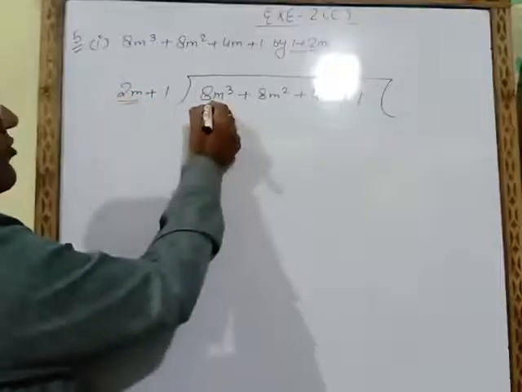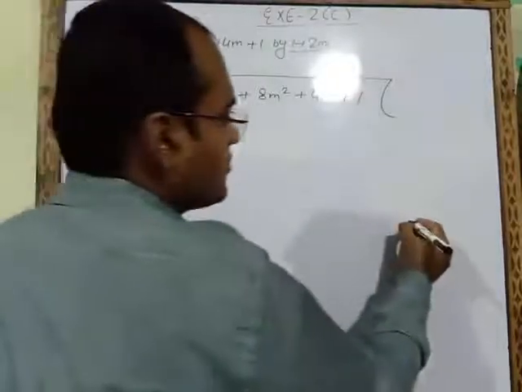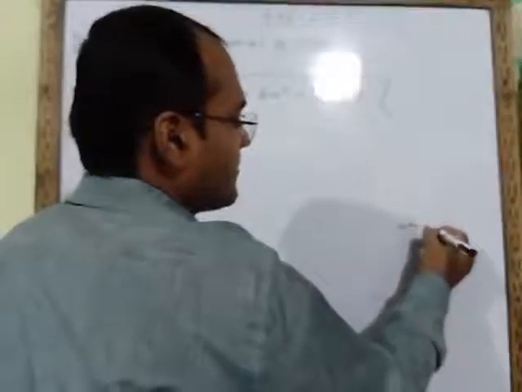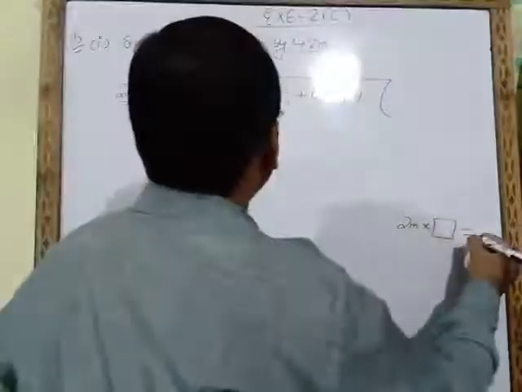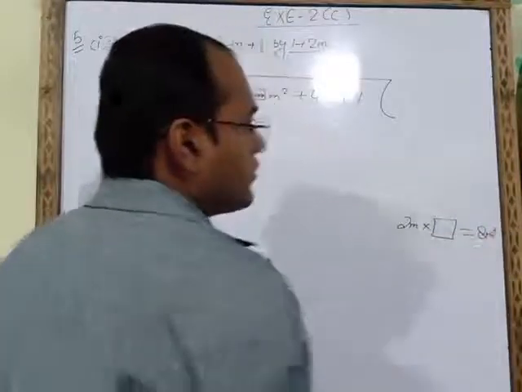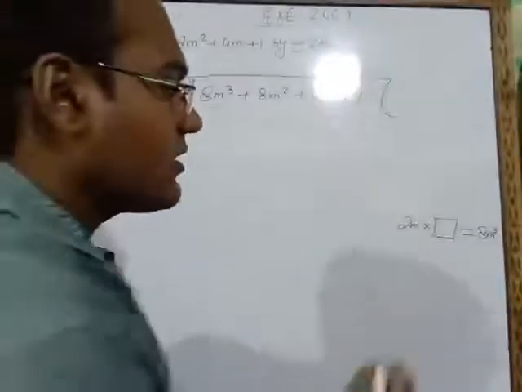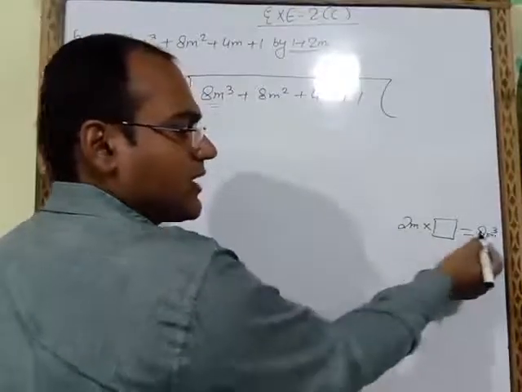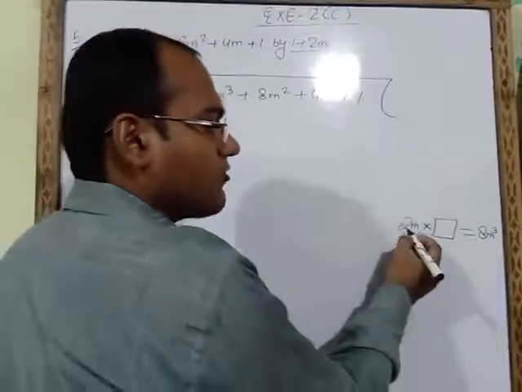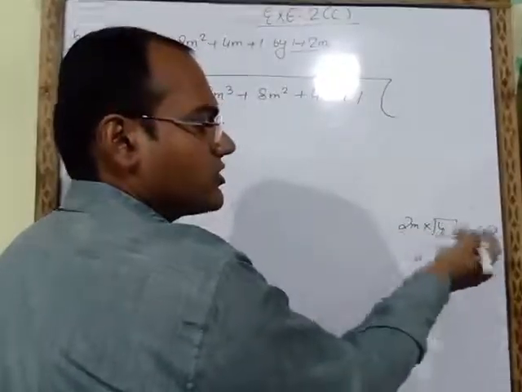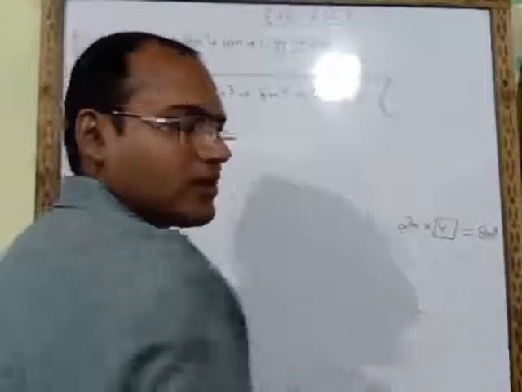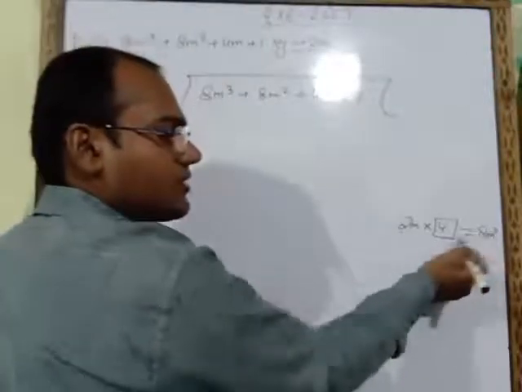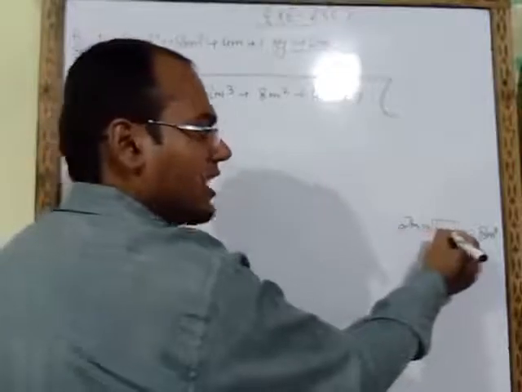Now with the help of this 2m, we have to make 8m cube. So what do you have to do? We have to multiply 2m with one number. On multiplying that number, our answer should be 8m cube. So with which number do we have to multiply? This is 2 and this is 8. In order to make 8, we have to multiply this 2 by 4. 2 fours are 8. Now this is m, but here it is m power 3. In order to make this m power 3, we have to multiply this m with m square.